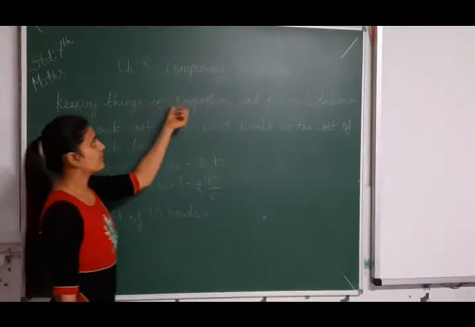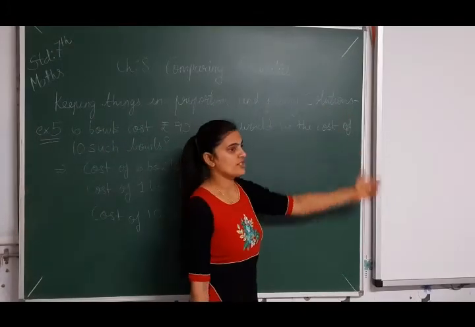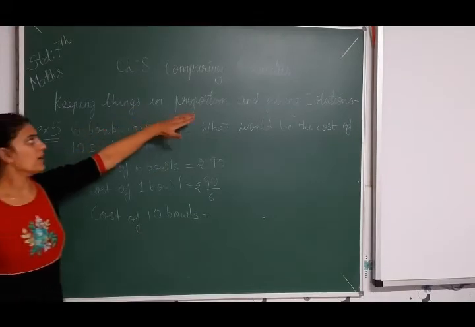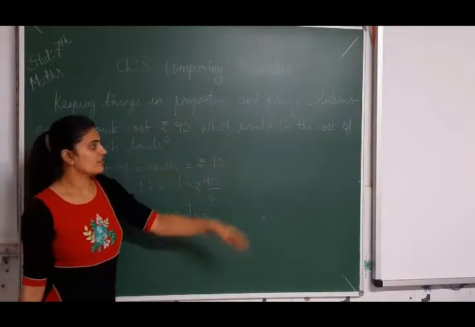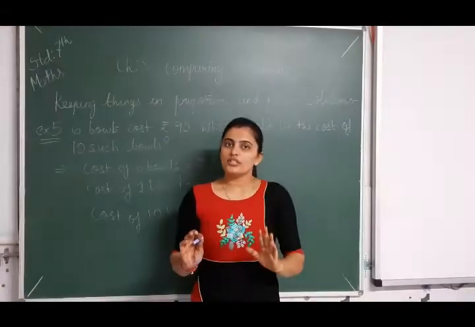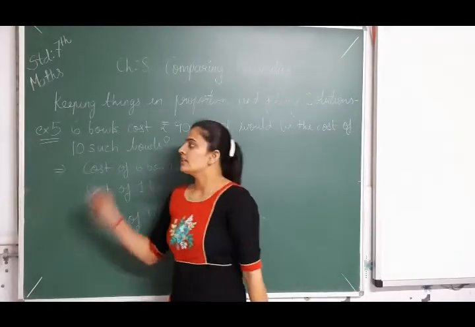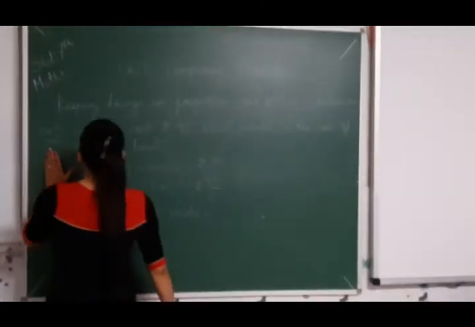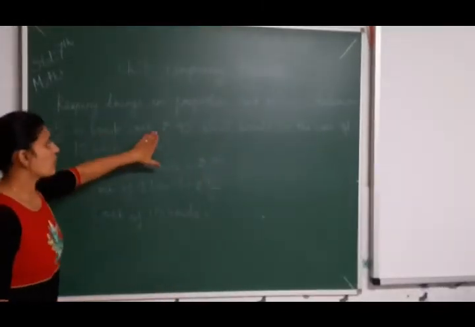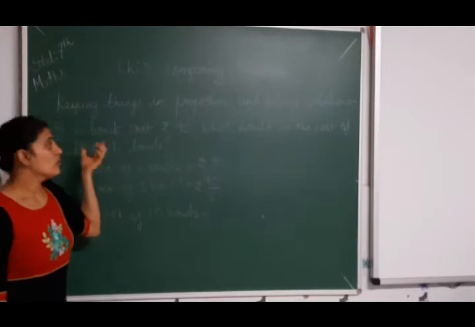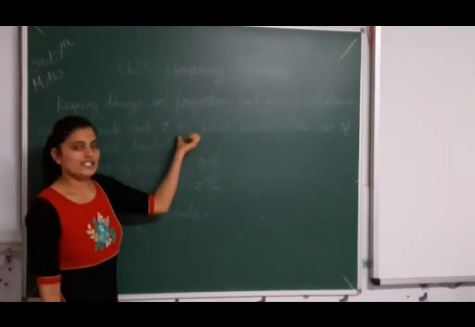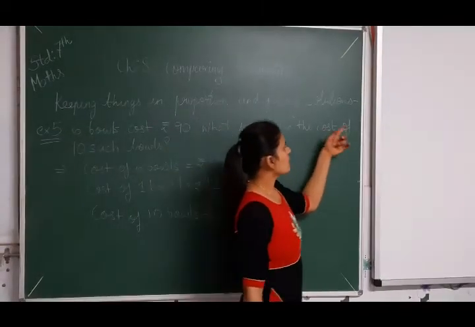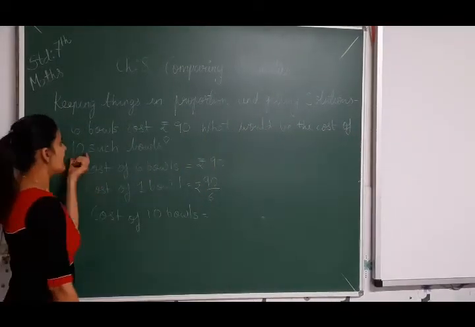Keeping things in proportion and getting solutions. Now problems will be given to you and you have to put them in proportion. Means 4 things will be given to you, and how those 4 things should be in proportion. 3 will be given to you and 1 you have to find out. Now here see the example. 6 bowls cost rupees 90. Now for 6 bowls the cost is given as rupees 90, means 2 things are given. What would be the cost of 10 such bowls?